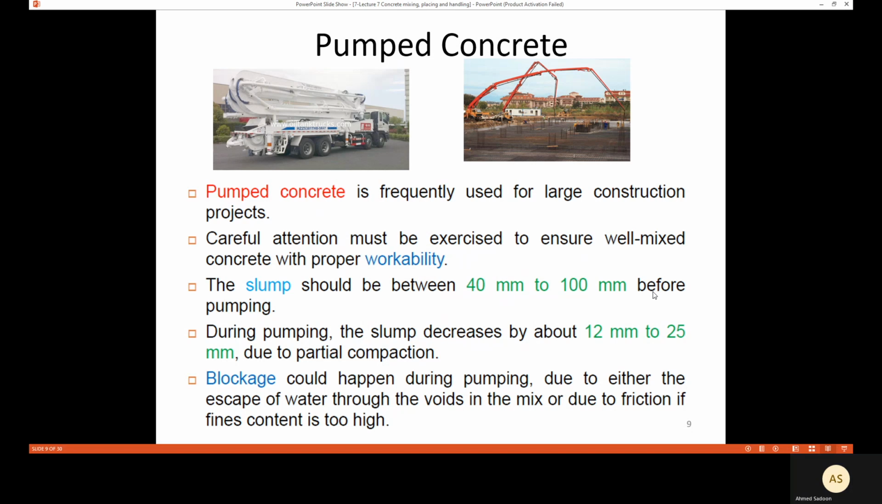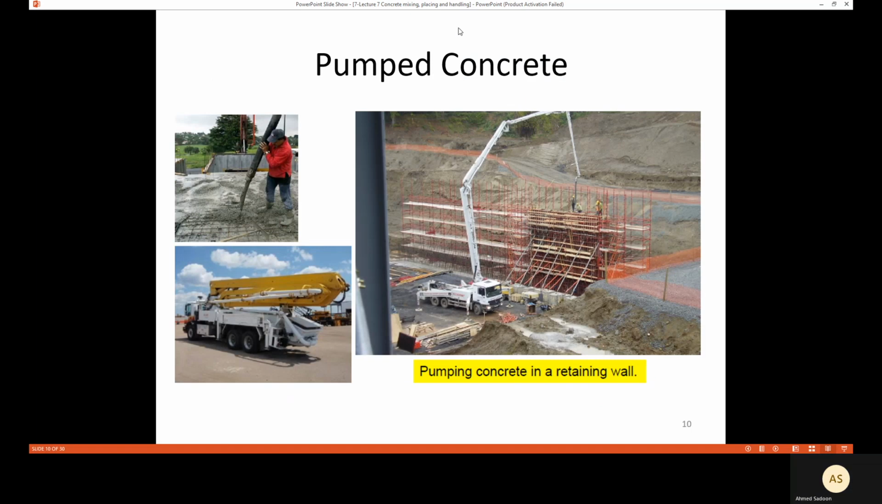That is why before starting to use the pump, we should make sure that the slump is between 40 millimeters to 100 millimeters. And also we have problems associated with pumped concrete, like blockage. The blockage could happen during pumping due to either the escape of water through the voids in the mix or due to friction if the fines content is too high. So we should pay attention to that problem if you are going to use pumped concrete.